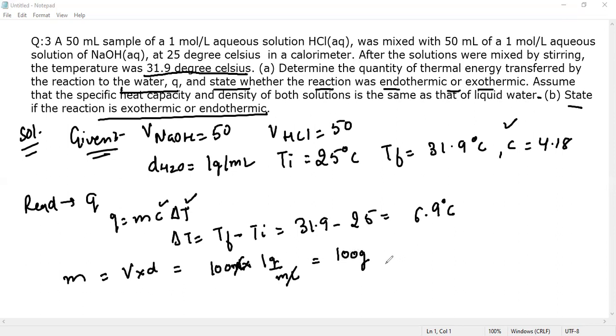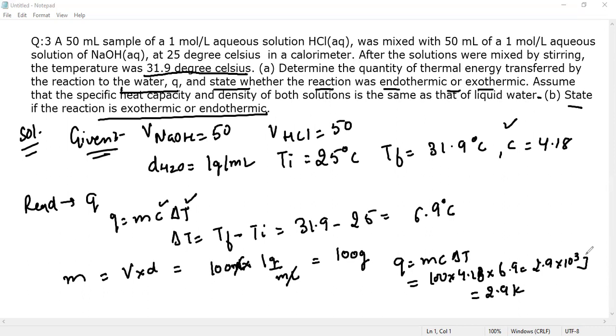Now we will go ahead and calculate Q. So Q will be equal to mc delta T. So we have 100 times 4.18 times delta T, which is 6.9. If you put it in the calculator, it should give you 2.9 times 10 to the power 3 joules. And also you can rearrange to write it as 2.9 kilojoules, right? 10 to the power 3 can be written as kilo, so kilojoules.